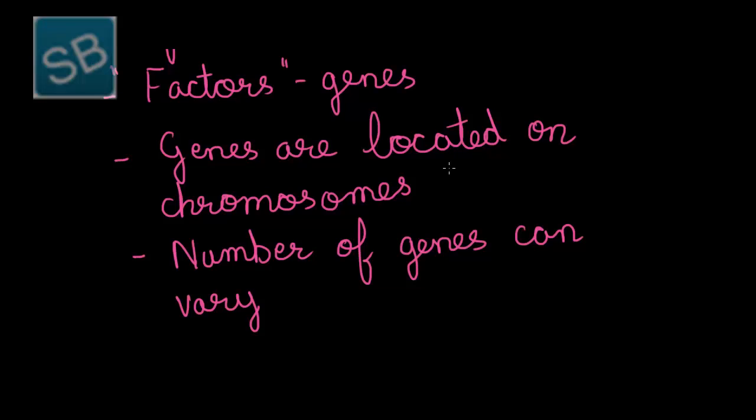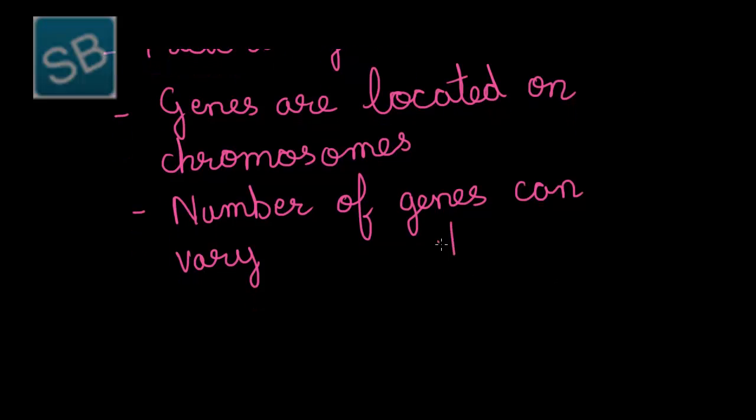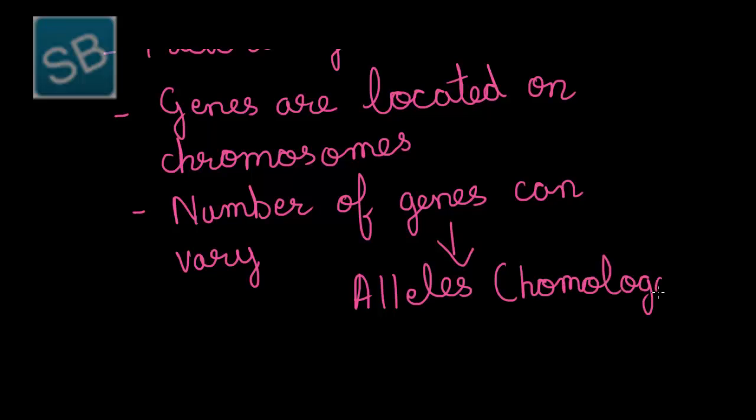Accordingly, the two alleles of a gene pair are located on the homologous site on the homologous chromosome. Thus, the genes that contain the alleles are located on the homologous sites of the homologous chromosomes.